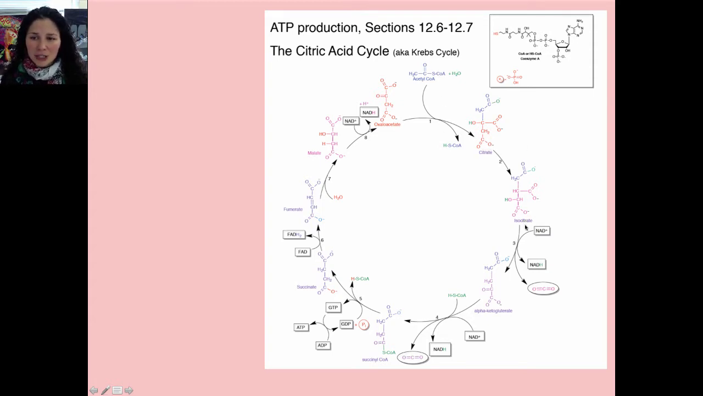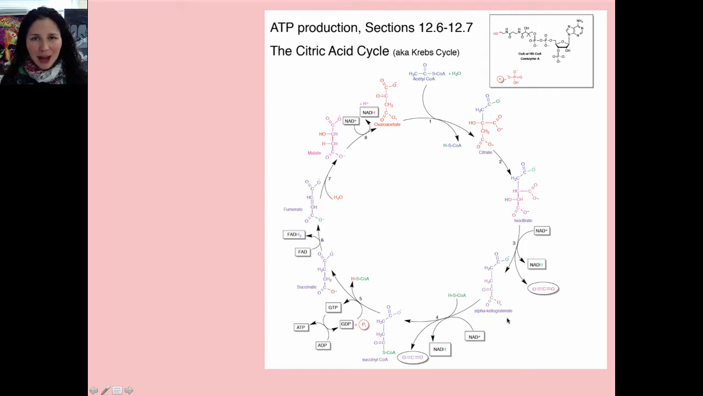Citrate is then converted into isocitrate. This is just an isomerization, or it's converting one isomer of the molecule into another. Notice what happens here is that an alcohol group moves from this carbon to this carbon. Isocitrate then takes part in an oxidation reduction reaction with NAD+. NAD+ is reduced to NADH. At the same time, a carbon dioxide molecule is produced, and this 6-carbon piece here loses one of the carbons to become a 5-carbon molecule, alpha-ketoglutarate.